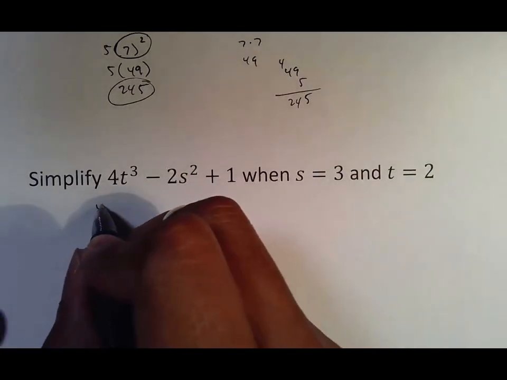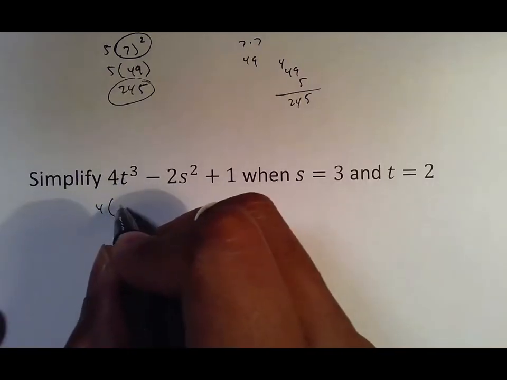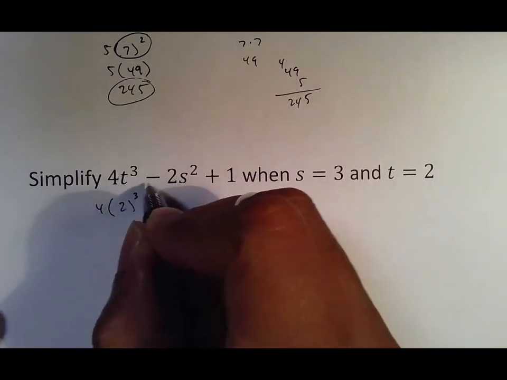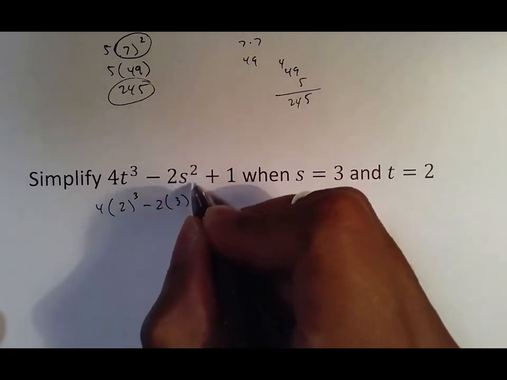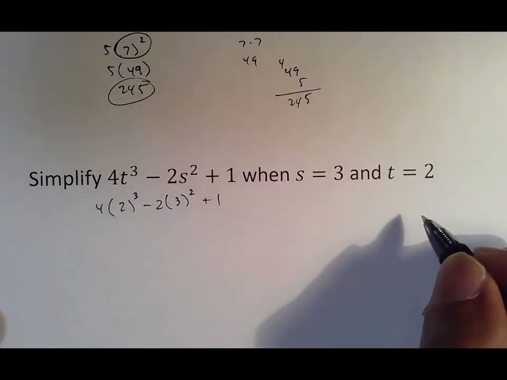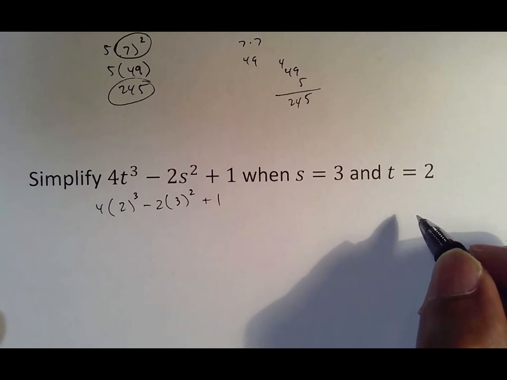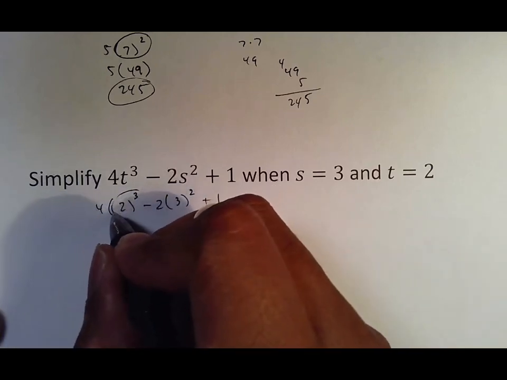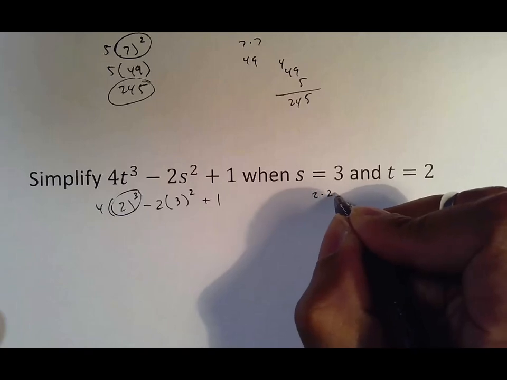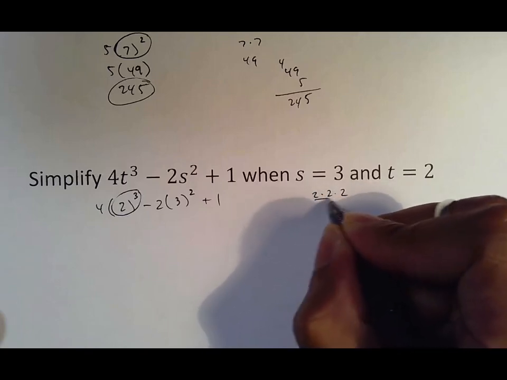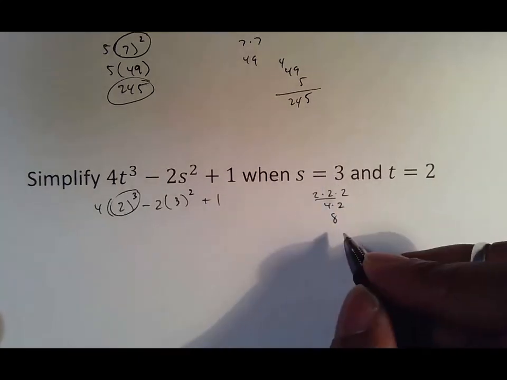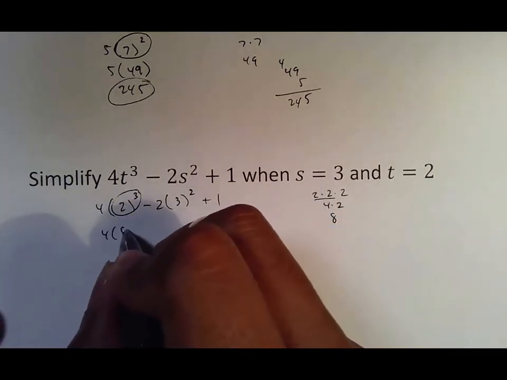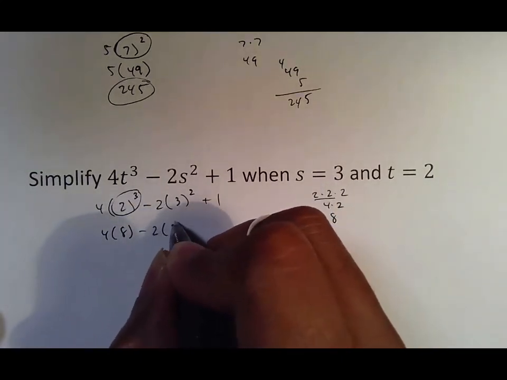Here, when you substitute, t is 2, so I see a t and put a 2 in its place. Copy the 3, minus 2, there's an s, which is a 3. Copy the rest, and be careful. I can't do any work until all of my exponents are gone, so I'm going to get rid of this 2 to the third. Maybe, hopefully by now, you're figuring out 2 to the third is 8. You don't need to show this work if you know it's 8, but it is 8. So 4 parentheses 8, copy the rest.